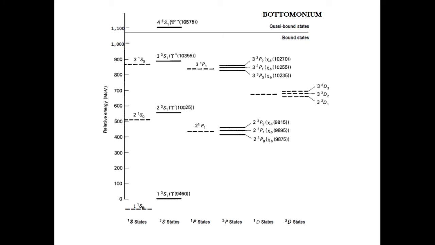So that's basically how we arrived at charmonium and bottomonium. And these were all quarks. So basically this is how we got charmonium and bottomonium.